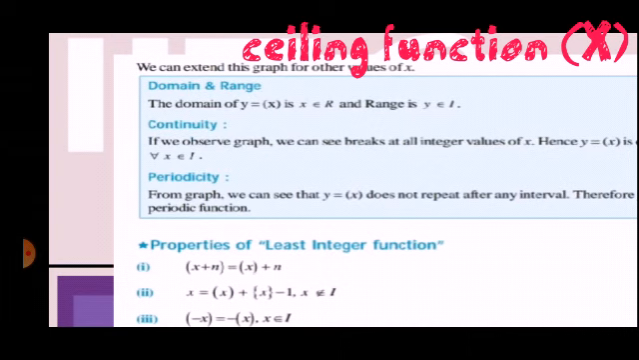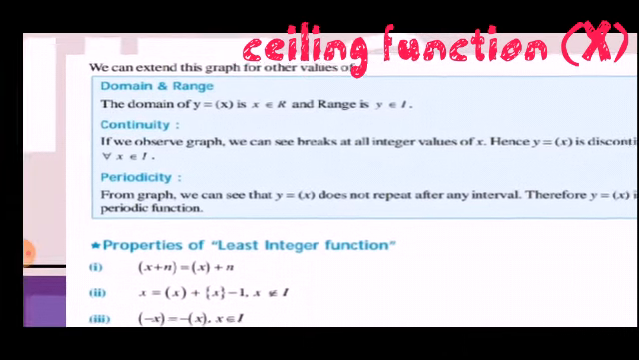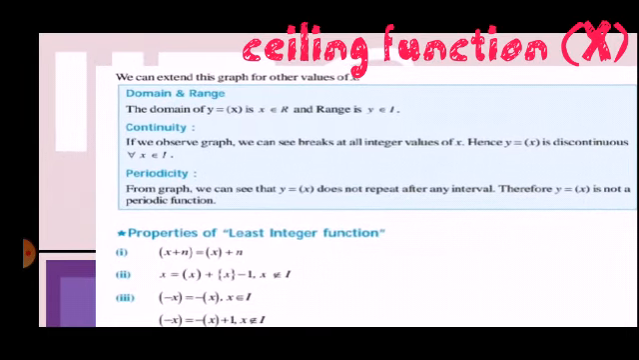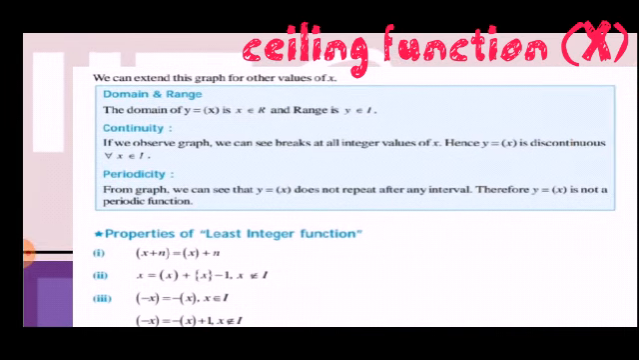If you see the continuity, although limit and continuity we will cover in detail in the next chapter, the GI function, also called the floor function, was always discontinuous at every integer, so continuous except at integers. Here also, if we observe the graph, the breaks are all at integer values. Hence y equal to ceiling of x is discontinuous at every x belongs to integer.